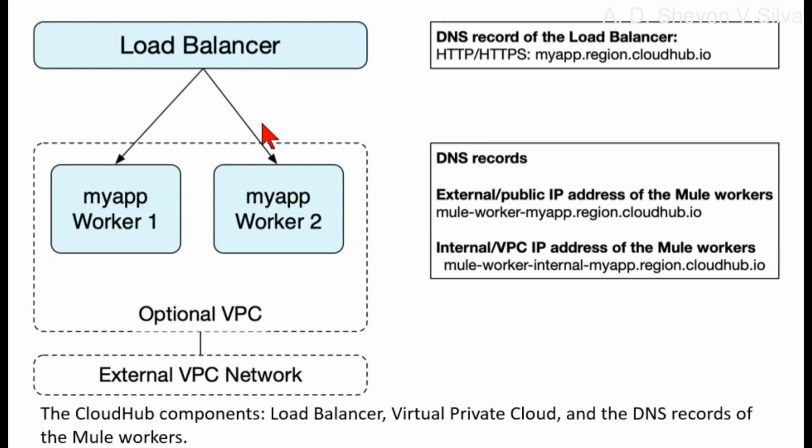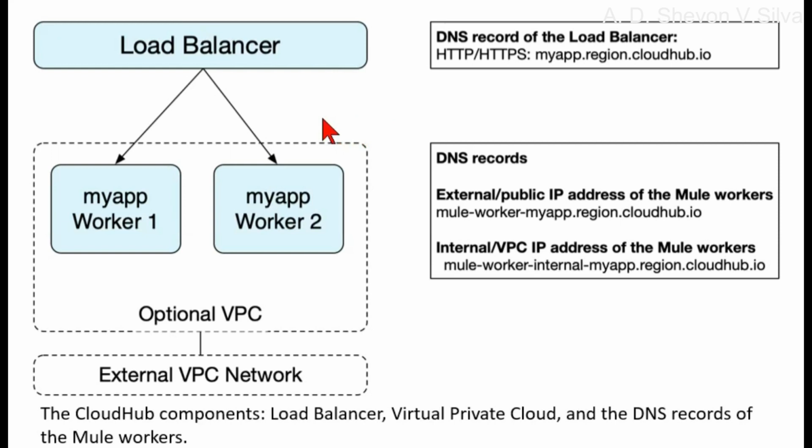Each application deployed on CloudHub has a CNAME record that refers to the load balancer. For example, myapp.region.cloudhub.io. A Mule application deployed to CloudHub must listen on the host 0.0.0.0 and on either HTTP port 8081 or HTTPS port 8082.